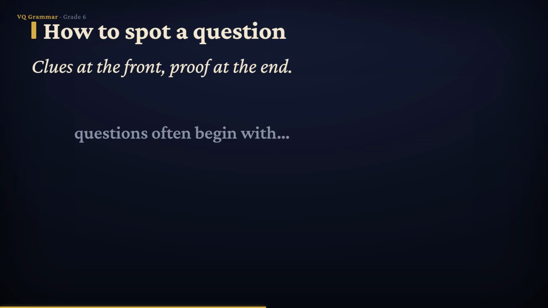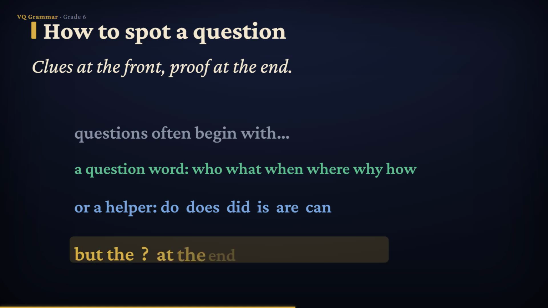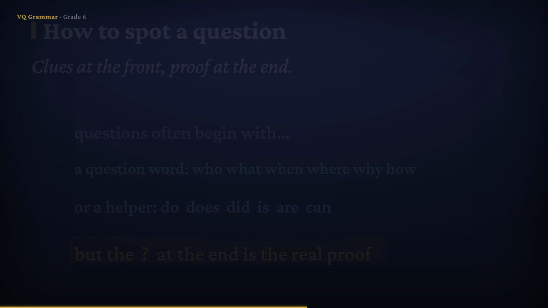So how do you catch a question in the wild? There are clues at the front. Many questions begin with a question word, like who, what, when, where, why, or how. Others begin with a little helping verb, like do, does, did, is, are, or can. Those front words are great hints. But the surest proof of all is the mark at the very end. If it closes with a question mark, you've got an interrogative sentence, every time.